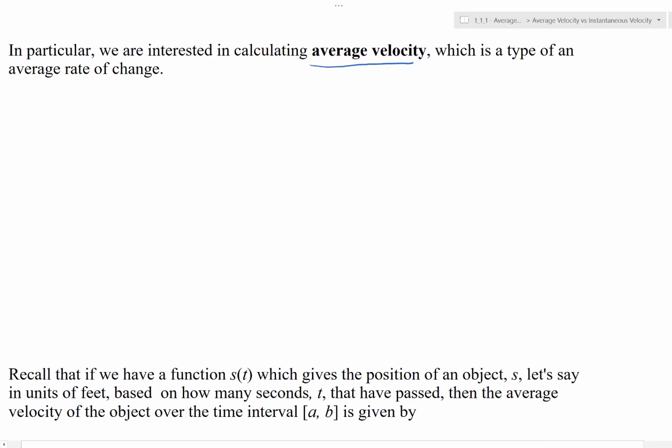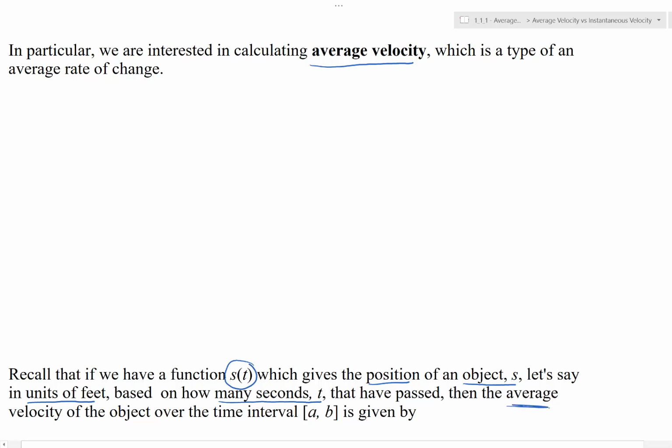Okay, now recall that if we have some function, say s of t, and this function gives the position of an object, s being the output here, say in units of feet, based on how many seconds, let's say, could be other time units too, but in this case seconds, t that have passed. So you've got the position of an object relative to some location, and after so much time has gone by, we can tell you the position of this object relative to some location. So you've got a function that does this, measuring the position of some object.